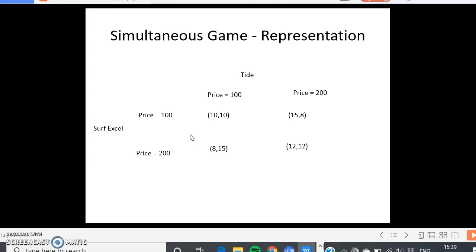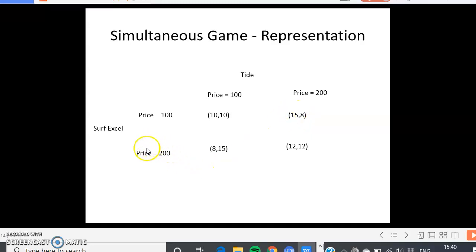So if Tide prices its product at 100, then the best strategy for Surf Excel, which is going to give it a higher payoff, is pricing its product at 100. As we can see here, 10 is the best payoff. Now let us assume that Tide has priced its product at 200. Of course, Surf Excel doesn't know it. Well, in that case, if Surf Excel prices its product at 100, then it gets a payoff of 15.